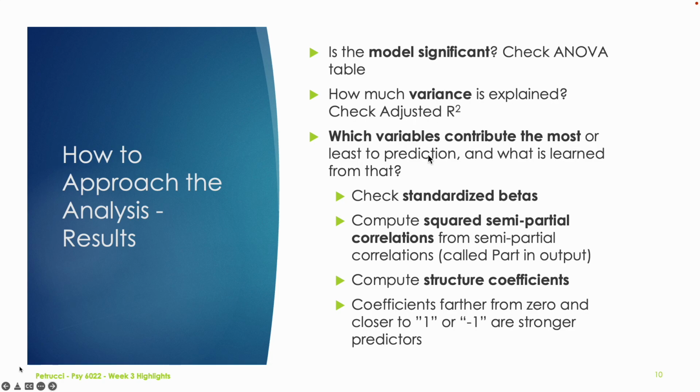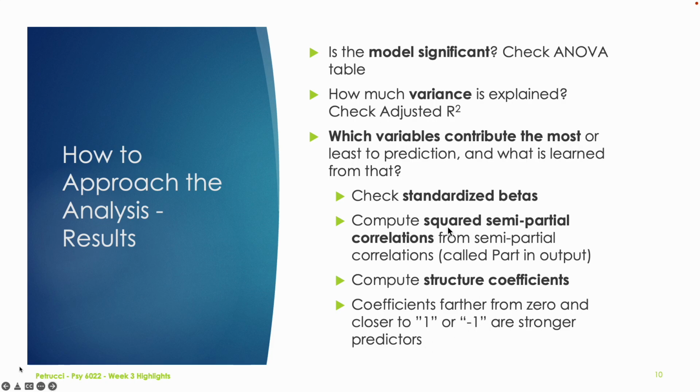And then finally, we look at which variables contribute the most or least to prediction and what's learned from that. And we check 3 different things, or we compute a couple of those. So one thing we check is our standardized betas, and we're looking at how far are those coefficients from 0. 0 means no prediction. Closer to 1 or -1 means stronger prediction.